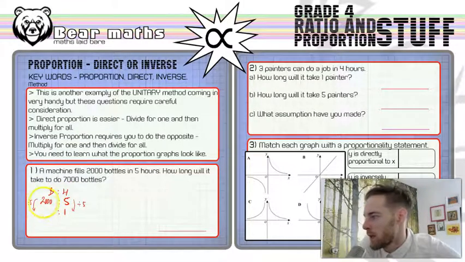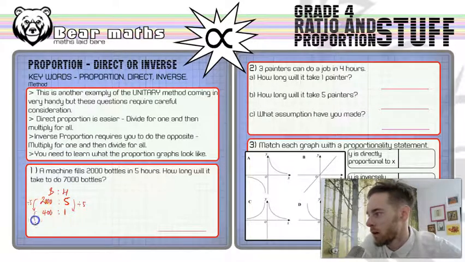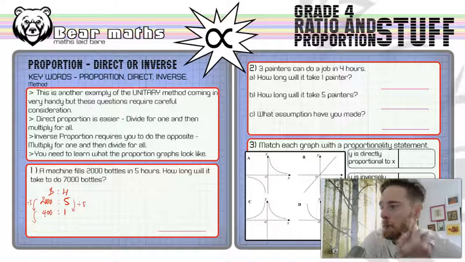So that's going to be 20 divided by 5, which is 4, and then 0, 0. So 400 bottles in 1 hour. That makes sense, doesn't it? If it does 400 in 1 hour, it can do 2,000 in 5 hours. 5 hours is a longer period of time. So we need to know how many it can do, how long it's going to take to do 7,000.